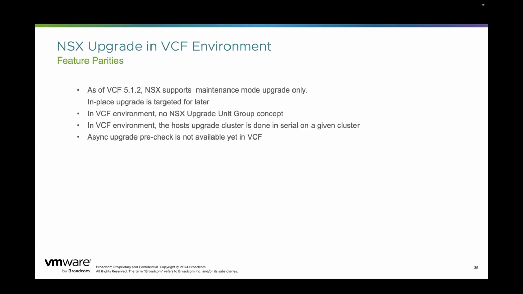So just going over the bullet list here, we don't have the in-place upgrade yet. It's coming soon, but I cannot give you a target release for that. We don't have the concept of upgrade unit group. So basically, the VCF upgrade lifecycle management of NSX will consider the whole NSX network, not a group that you could manually create. And also, the upgrade of a cluster is done serially in sequence on a given cluster. So you have less flexibility than what you had with NSX.